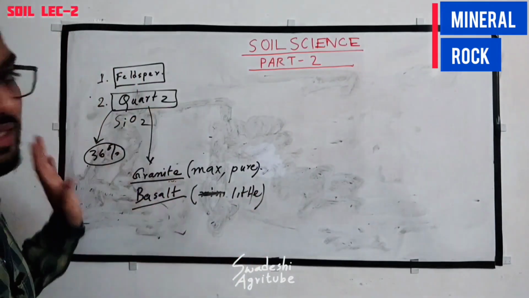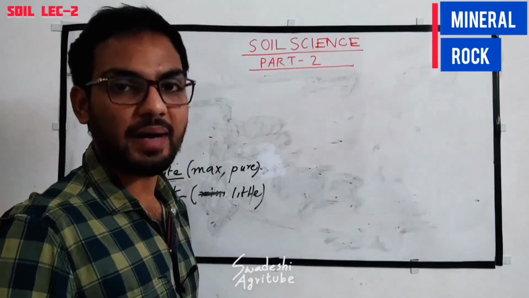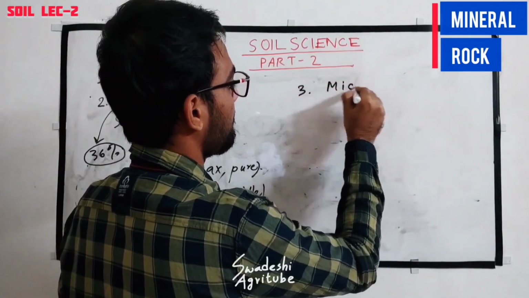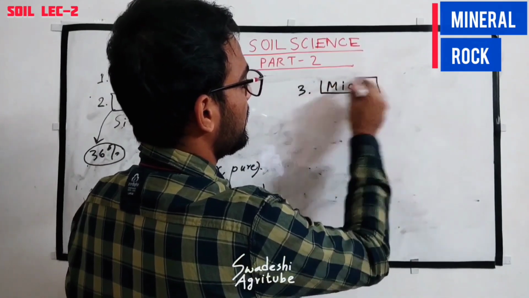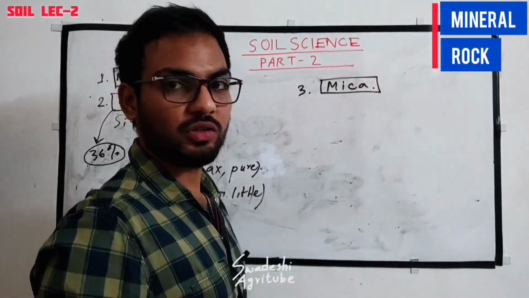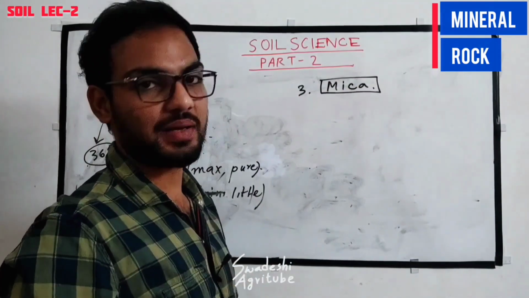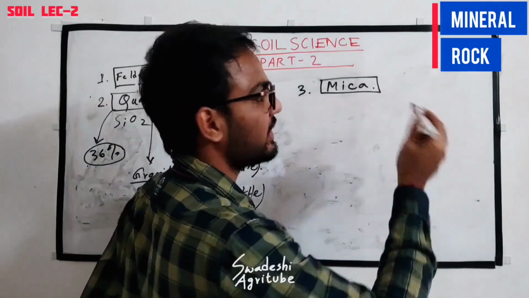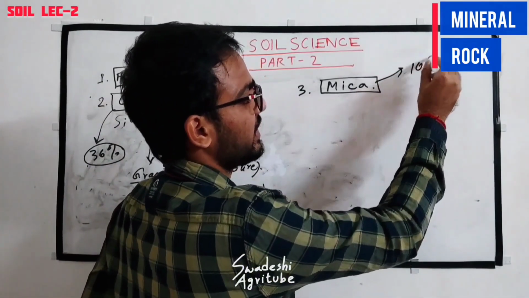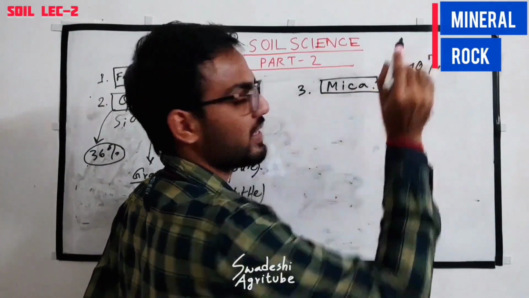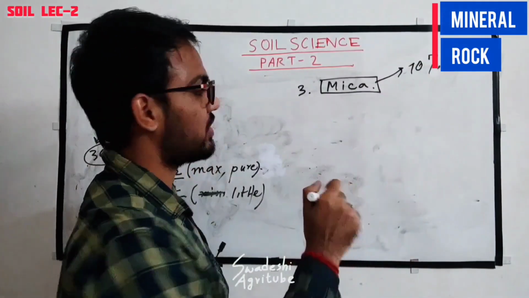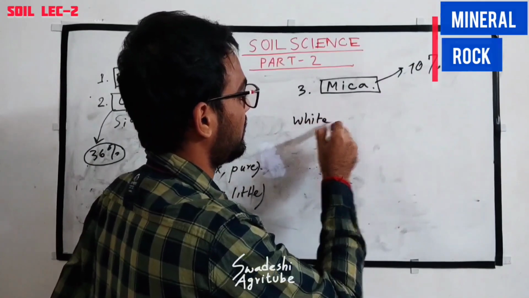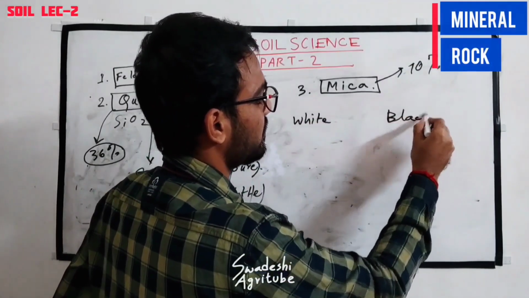Now the last and most important mineral is mica. You have to remember the chemical formula of mica, but there are two types. Before that, we have to remember what percentage of the crust is mica. 10% of the total mineral present in the crust is mica. The two types are white and black mica.